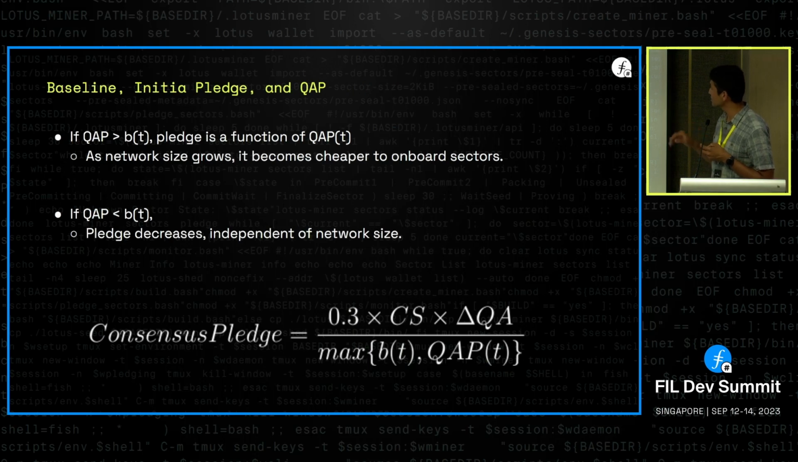Yeah, so this is the equation. The high level is that if we look at this consensus pledge equation and you look at the denominator, you have this max term. And so what that's saying is that if network QAP is above the baseline, then the consensus pledge is a function of the network size. So as the network grows, as QAP gets larger, pledge gets cheaper. And I think that's kind of like a good thing for the network, right? We want the network to grow.